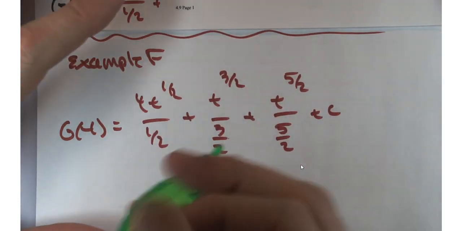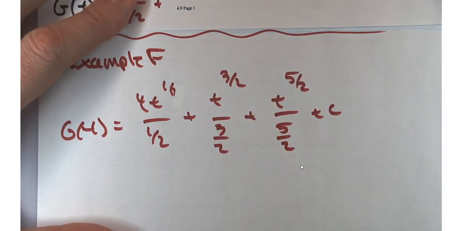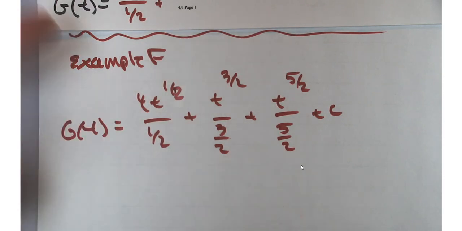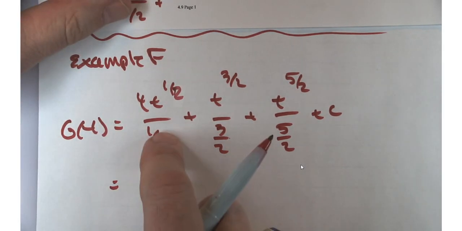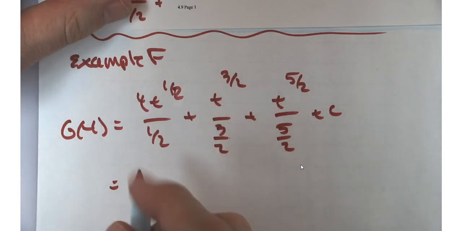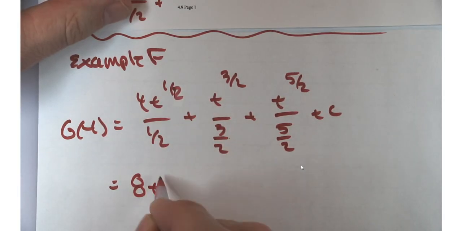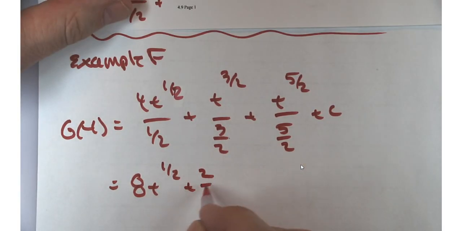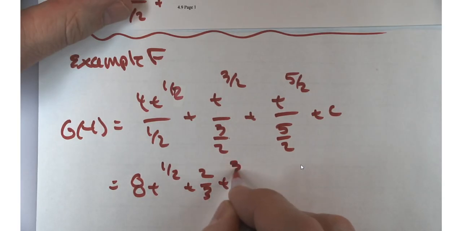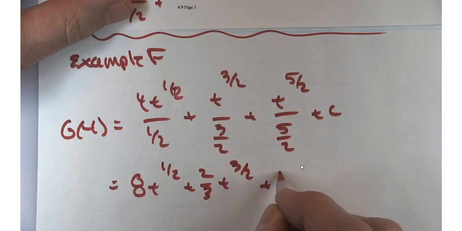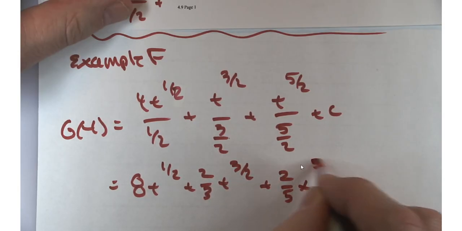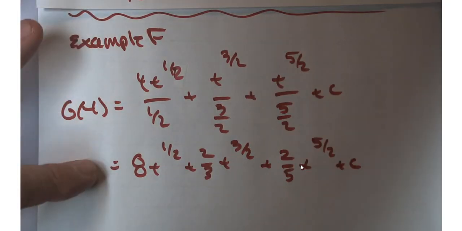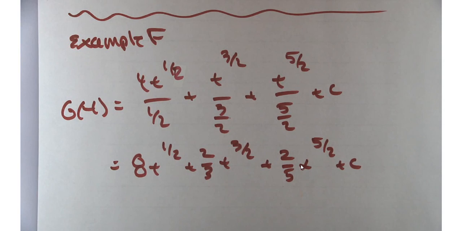I'll do likewise, starting with this awful 2 here. But when you divide by 1/2, it's like multiplying by what? Multiplying by 2. Basically multiplying by the reciprocal here, so that will give me 8t to the 1/2. Dividing by 3/2 is like multiplying by 2/3. So 2/3 x to the 3/2 plus 2/5 x to the 5/2 plus a constant. Nice.